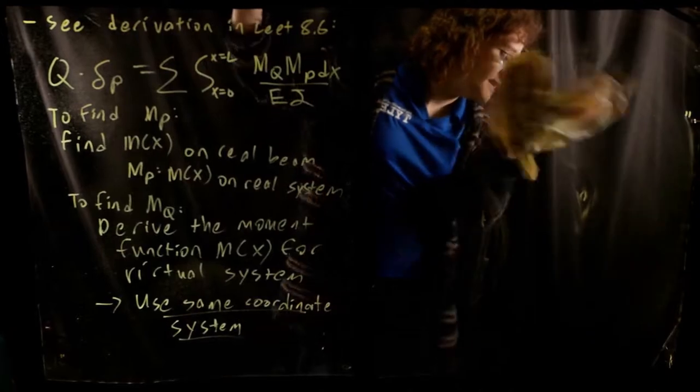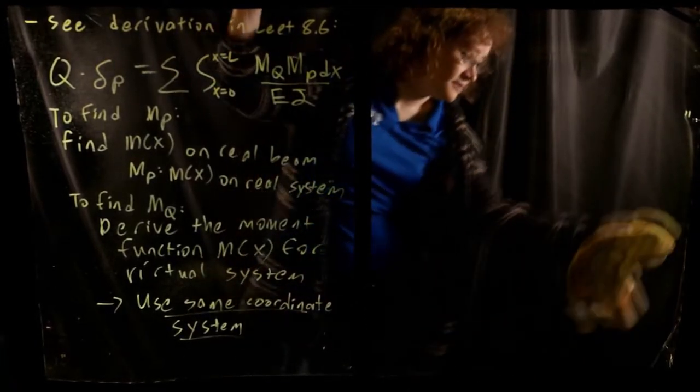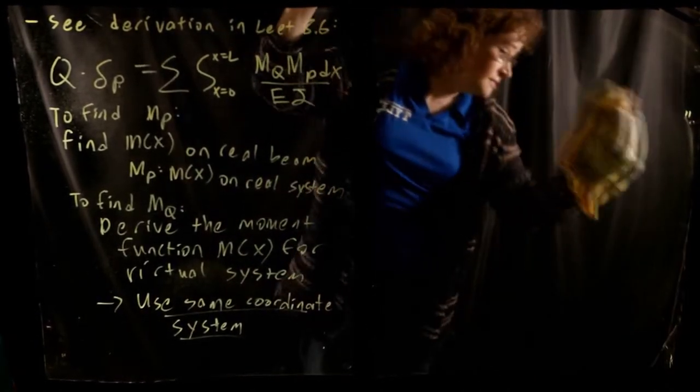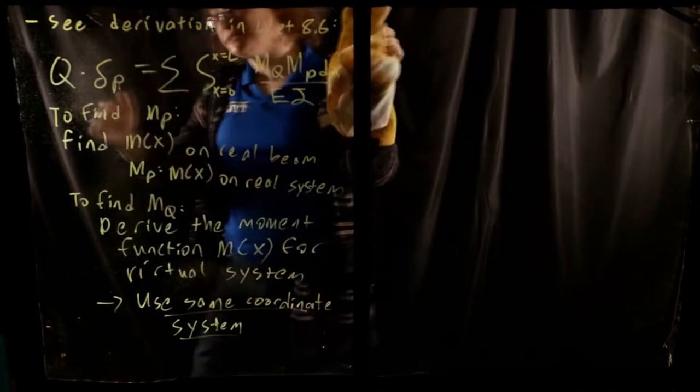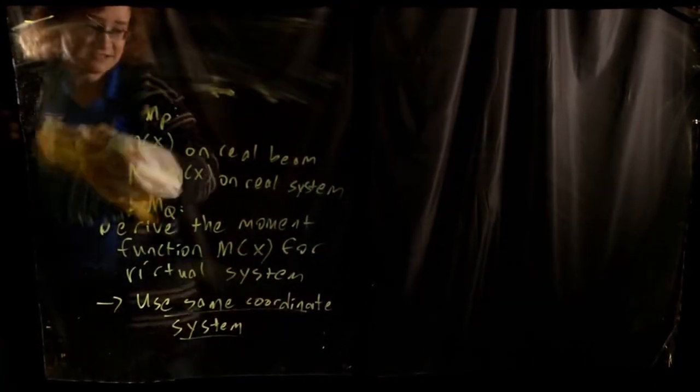So again, we need to find moment functions for both our real and our virtual load, add them to the same integral, and integrate them with respect to x from 0 to L. Essentially, what we're doing with that integral is adding up the internal strain energy at every little delta x at each point along the beam.